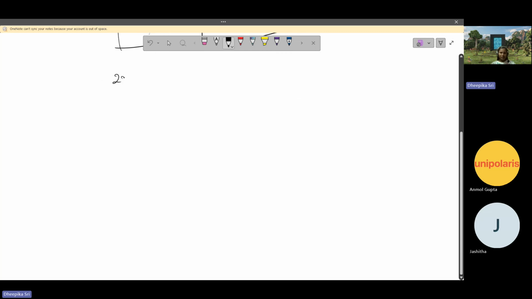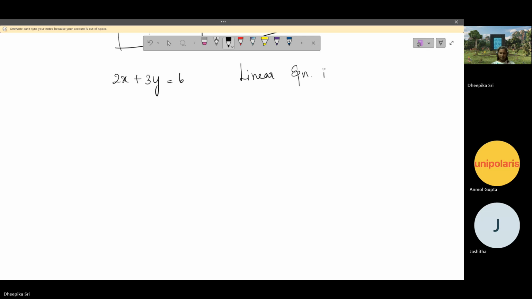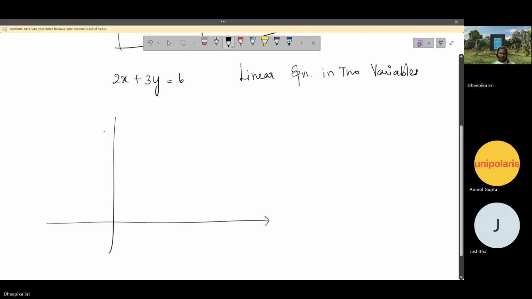For example, let's take 2x plus 3y equals 6. This is a linear equation in two variables. I have two variables x and y here. Any idea how to plot them, how to graph it? We make the solution table and then we get the coordinate points. Yes, exactly. So the simplest way here is, you can just have 2 points alone. Minimum 2 points are sufficient to draw the line. This is basically a straight line. All linear equations in graphical format are going to be a straight line.